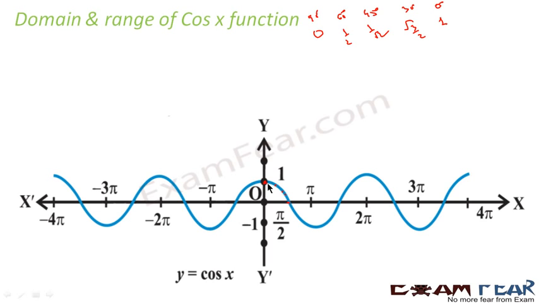This is the graph you'll get if you plot this. If you plot all the values, you'll get a graph like this. Also, if you plot more values of cos, you'll get a graph like this.